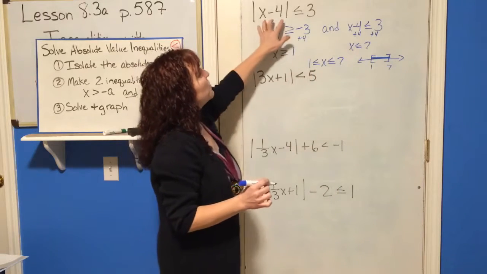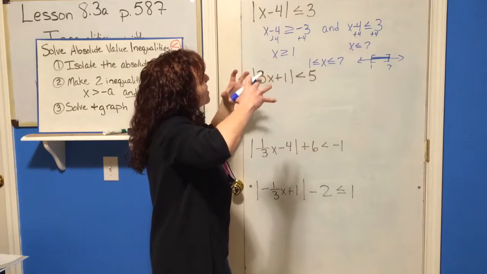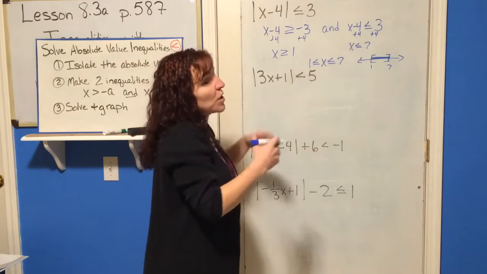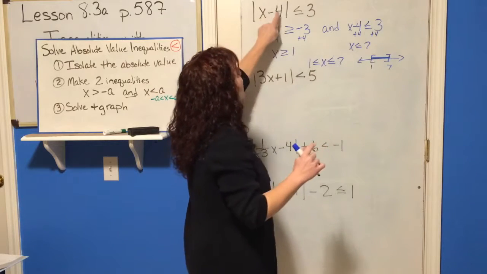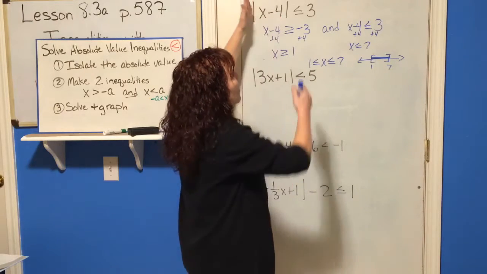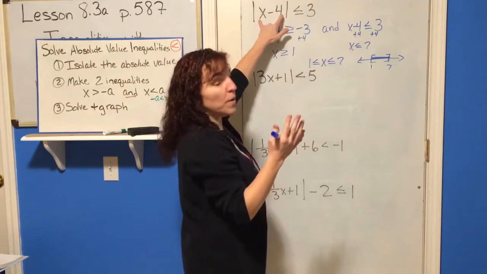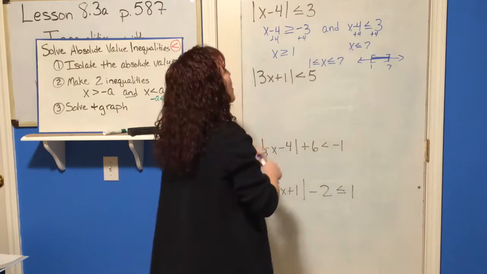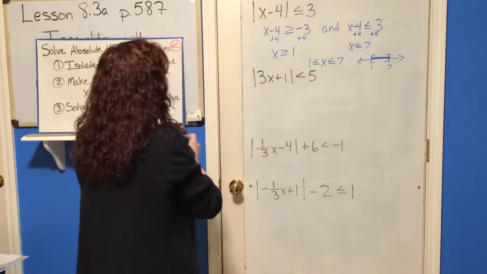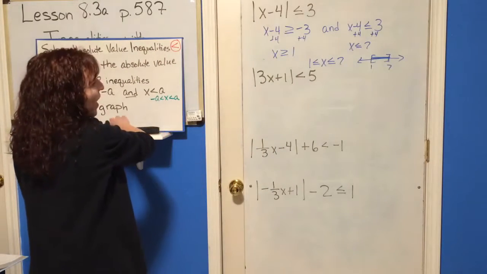So the absolute value, the distance that x minus 4 is less than 3. So you can pick a number in there and try it. So say 2. 2 minus 4 is -2. The absolute value of -2 is 2. Is 2 less than 3? Yes, it is. So we're good to go. All right? So let's try another one.